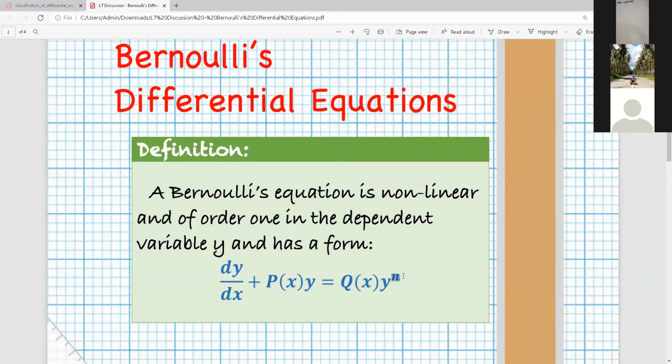What should n be? Unlike when looking for degree and order, n can be a fraction. So it's possible to use Bernoulli's equation even if the value of n, the power of y, is not a whole number. It can be positive, negative, or even a fraction. It doesn't matter. As long as we can transform it into this form, we can solve it using Bernoulli's differential equation.